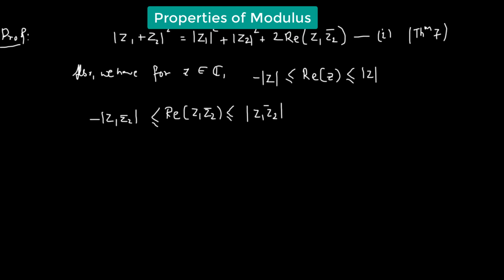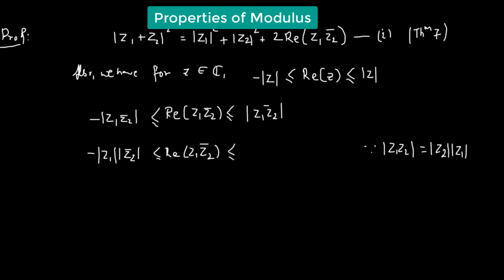Now we can rewrite it as negative absolute value of z1 multiplied to the absolute value of z2 bar, since given two complex numbers z1 and z2, if we take the absolute value of their product, then this is simply equal to the product of the moduli. So we have the real part of z1 times z2 bar is less than or equal to mod z1 multiplied to mod z2 bar. But we know that the absolute value of the conjugate of a complex number is equal to the absolute value of the complex number itself. That is, the absolute value of the conjugate of a complex number is equal to the absolute value of the same complex number.